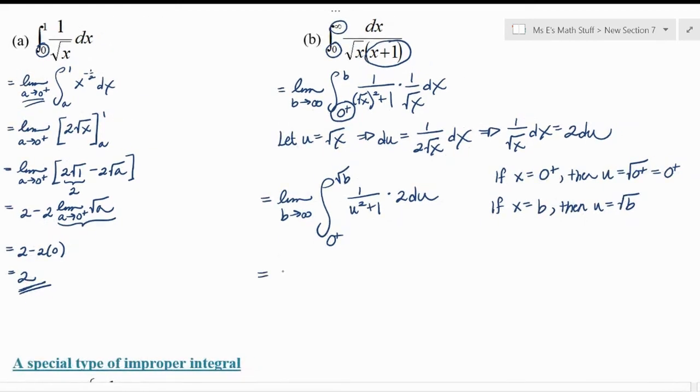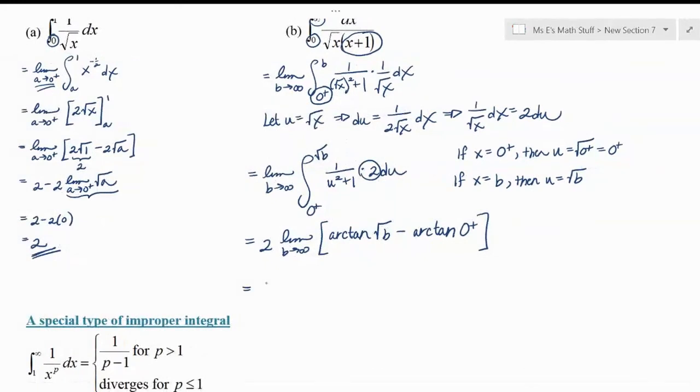So now let's finish this out. This 2, you could pull in front of everything if you want. It's a constant as far as everything is concerned. So I'm just going to go ahead and do that. And then we'd have the limit as b approaches infinity of arctangent of the square root of b minus arctangent of this number a smidge to the right of 0.